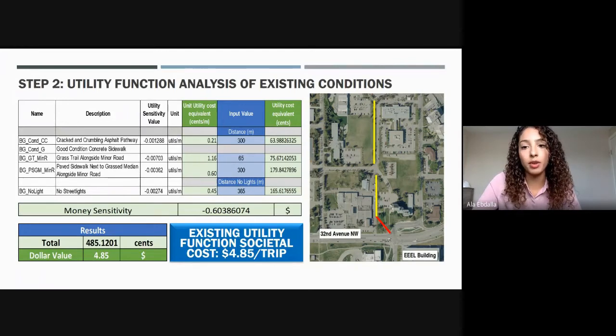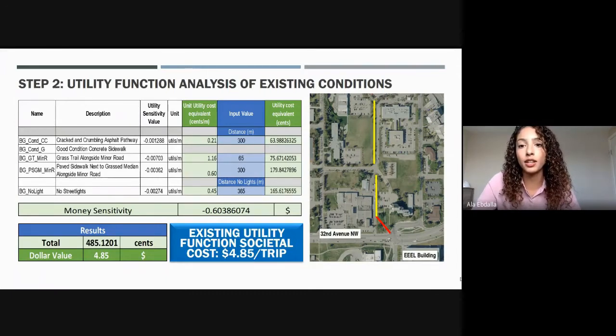The blue column represents the distances that we measured using ArcGIS and site visits. So for example, the 300 meters is the yellow line marked out on the map representing that crumbling asphalt pathway we showed earlier. And the 65 meters is representing the red line marked out on the pathway of the grass trail along the minor road. Lastly, the entire path has no lighting, therefore was inputted as 365 meters with no streetlights.